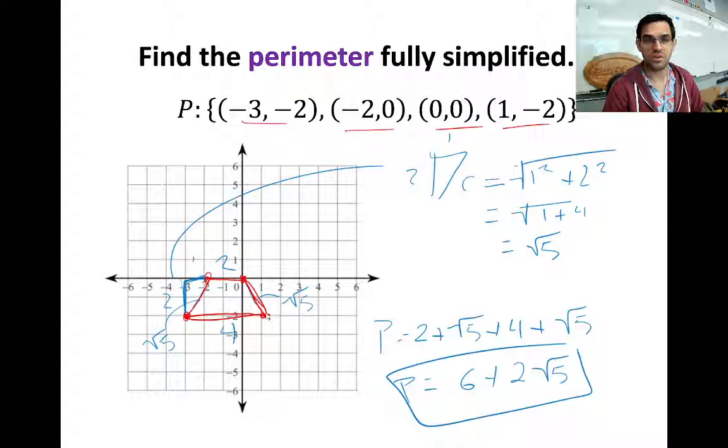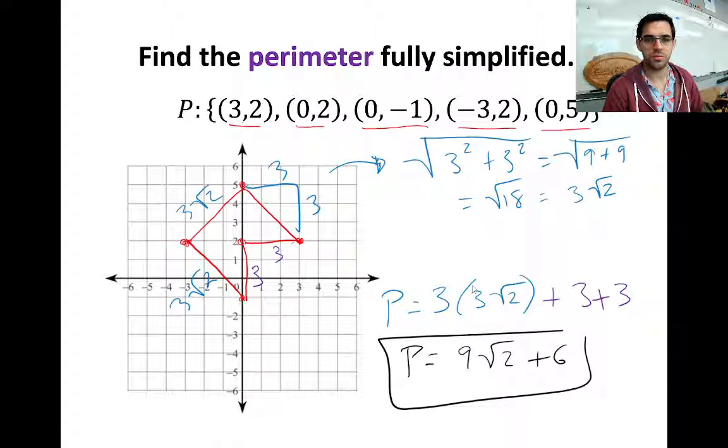The other side length is identical in length, so that's also going to be the square root of 5. So we'll have 2 plus 4 plus root 5 plus root 5. So 6 plus 2 root 5 would be our fully simplified expression for our perimeter.